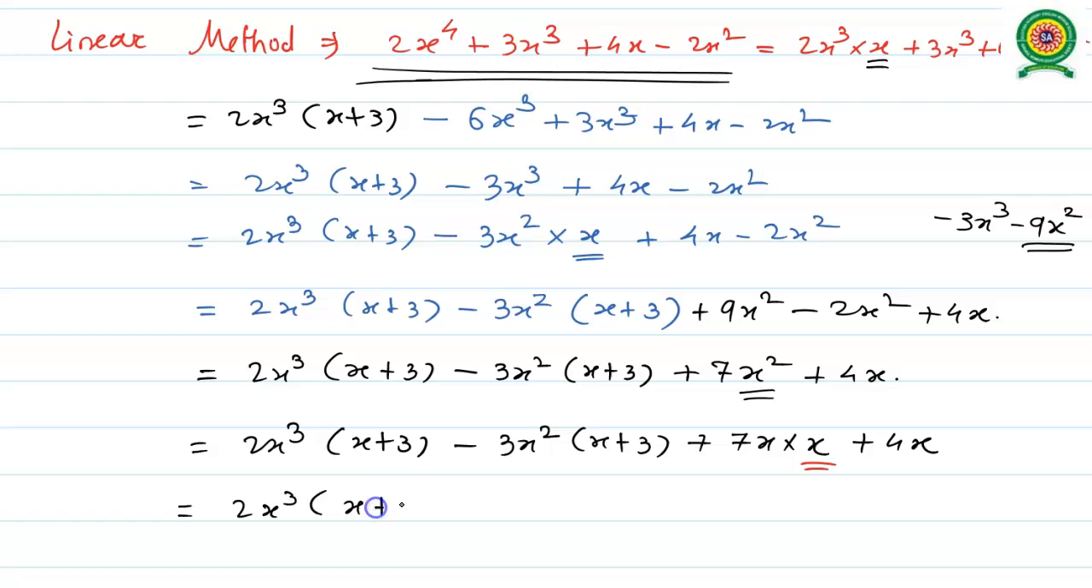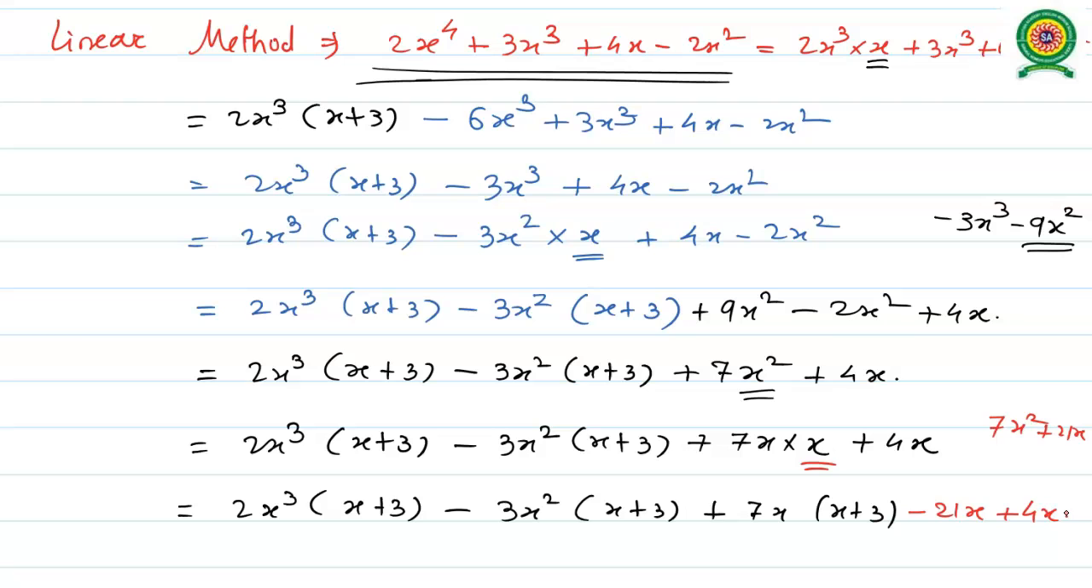So now we have 2x cube into x plus 3 minus 3x square into x plus 3 plus 7x into x plus 3. Now once we distribute this 7x over the bracket, we get 7x square, which we already have here, and 7 times 3 is 21x. So to cancel out this 21x we make minus 21x and plus 4x as it is.